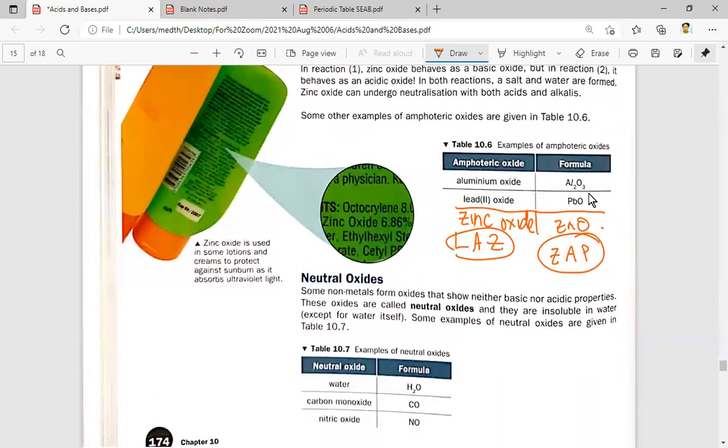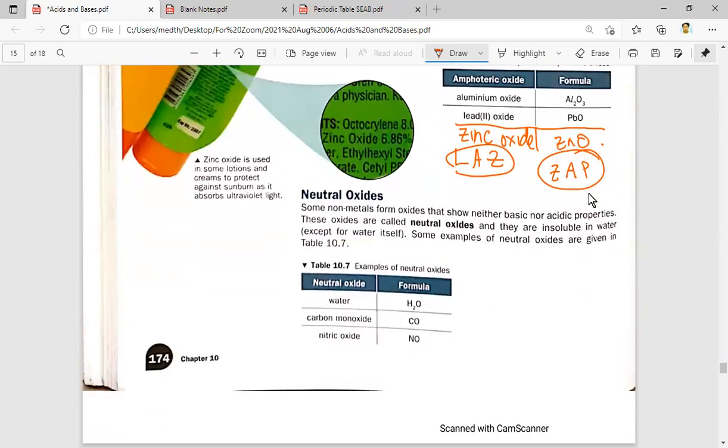The last one we're going to look at is neutral oxides. So non-metal oxides can actually form oxides that show neither basic nor acidic properties. What do they mean by this? It means that if they do not have basic properties, they will not react with acids. Acidic properties means that they do not react with alkalis. So these are the neutral oxides. So neutral oxides, they don't react with both acid and alkalis.